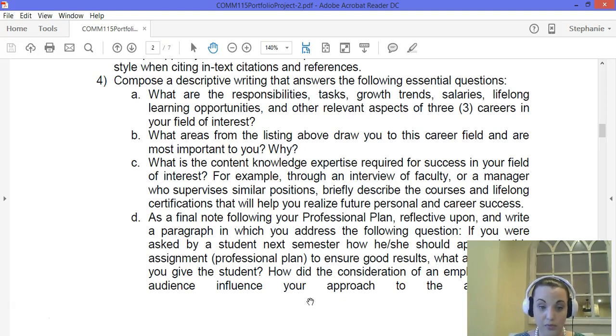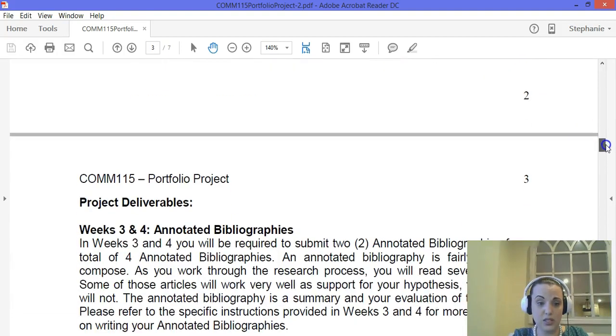your program of interest, whatever degree path you're on right now, and 3 careers you might want to enter with this one day. And basically tell them about these different 3 careers as far as the responsibilities you'll have, the tasks you'll have to complete, the growth trends, the salaries, the learning opportunities you'll need to continue to complete along the way, training and education and so forth, and why they should pay for your tuition. Okay, so that pretty much is what you need to know for this project.